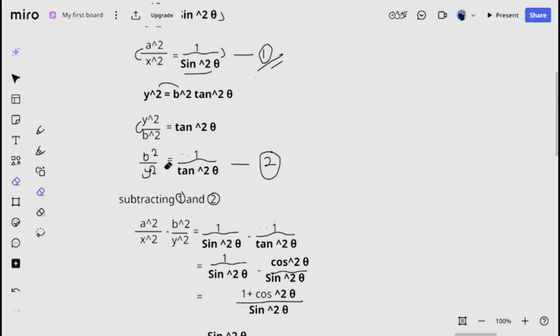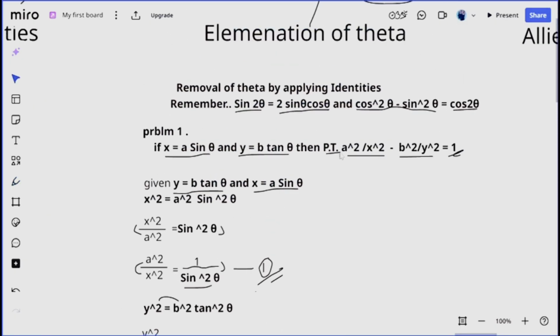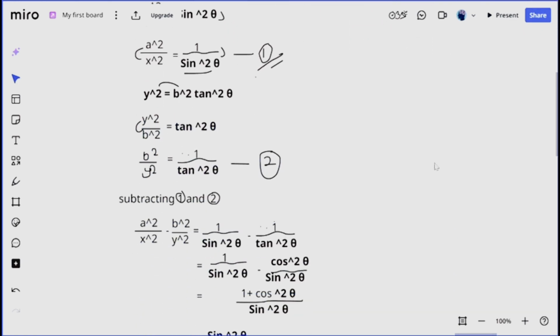Then it's easy. y square by b square is equal to 1 by tan square theta. So, this is the second equation. Now, as per the question, we have to prove that a square upon x square minus b square upon y square is equal to 1.